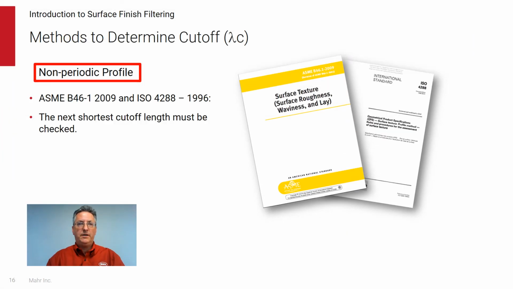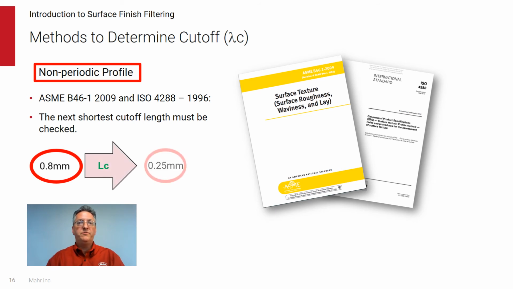The final step, per both standards, is to measure and evaluate the profile with the next shortest cutoff if it has not already been tested. In the example before, the cutoff was determined to be 0.8 millimeters. So the next step is to measure the profile and filter with the 0.25 millimeter cutoff.